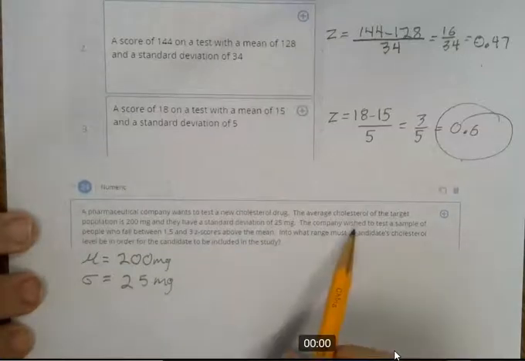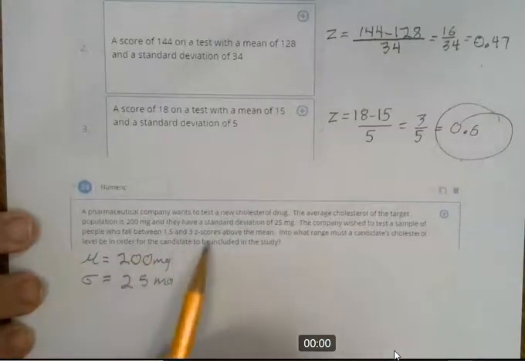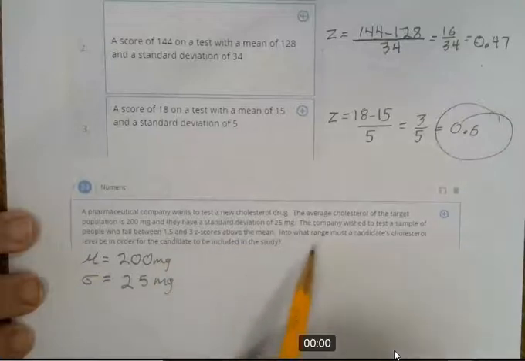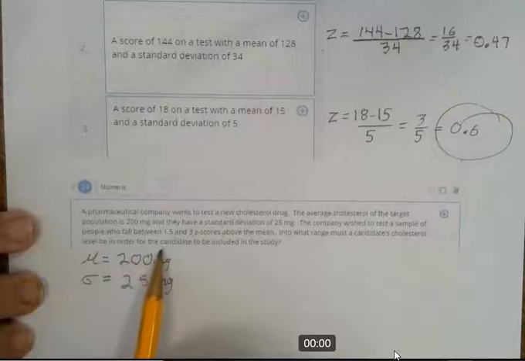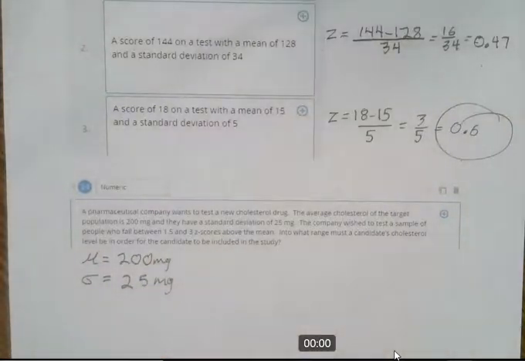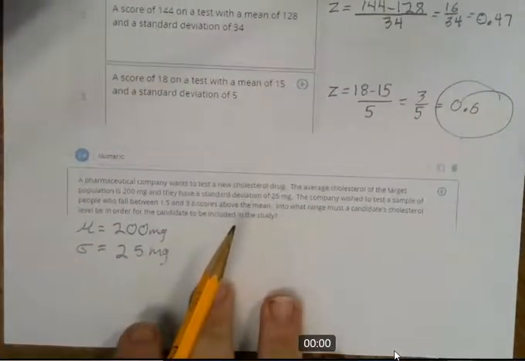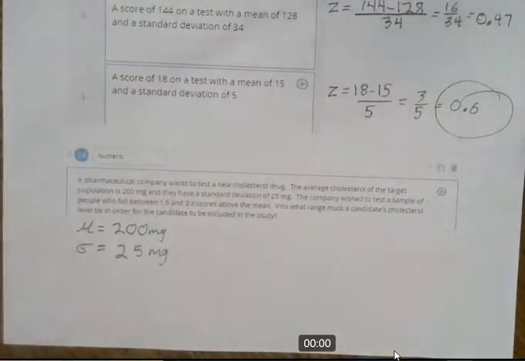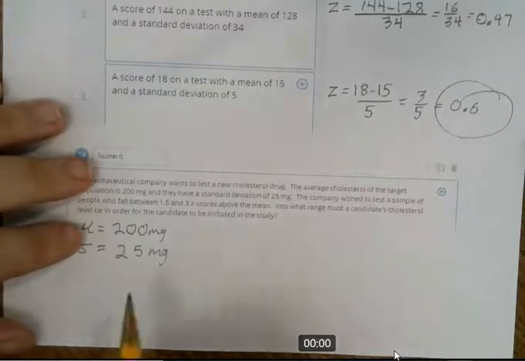The company wished to test a sample of people that fall between 1.5 and 3 z-scores above the mean. Into what range must a candidate's cholesterol level be in order for the candidate to be included in that study? Okay, so this one you're going to have to do a little algebra on. They're giving you the z-score, and they want you to find the number that produces that z-score. So let's draw the diagram.